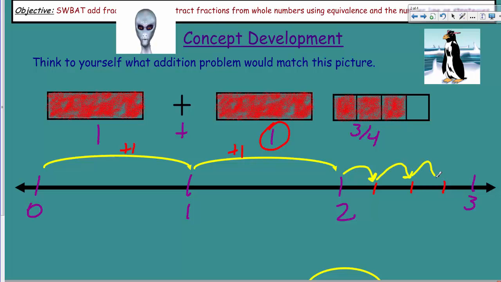2/4 and 3/4. So now we have 3/4 here. My answer is going to be 1, 2, well, looks like 2 3/4. Wow, is that easy? I thought it was pretty simple, myself anyway.